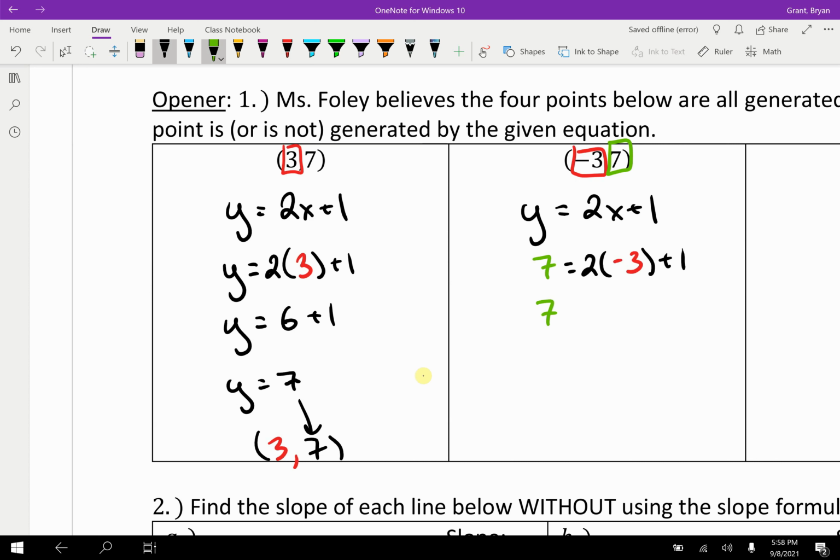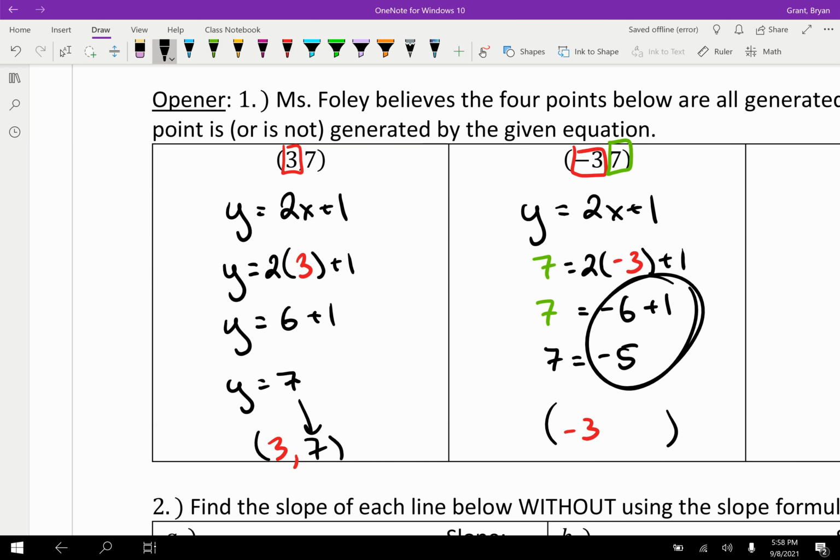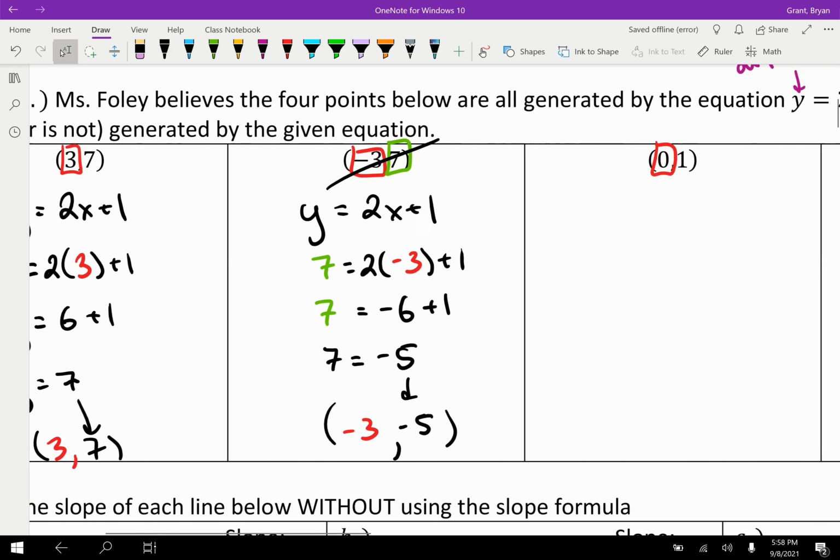So we still have 7 on the left side. On the right side, 2 times negative 3 is negative 6. Negative 6 plus 1 I actually think is negative 5. And so you'll notice here that these two are not equal. When we substitute negative 3 into our equation, the answer we got, we worked this on the right side, was actually negative 5, not 7. And so this point is not on the equation, or not generated from the equation.